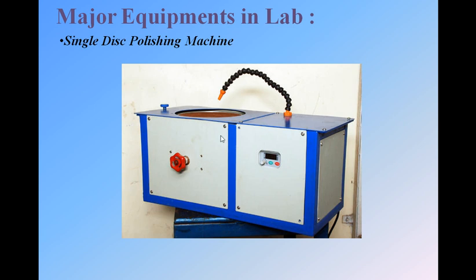This type of machine can be seen with two discs also. Here we have only a single disc. In this machine there is also another modification: we can also have two discs at a time. So this is the single disc polishing machine.